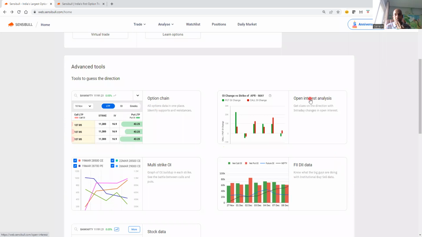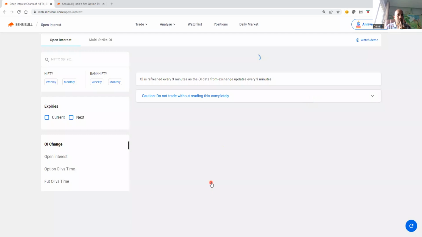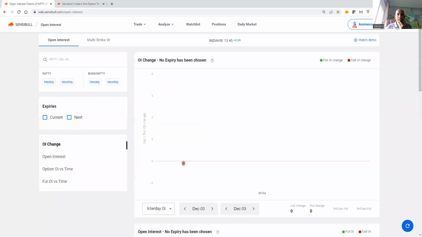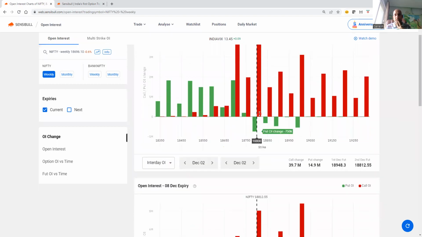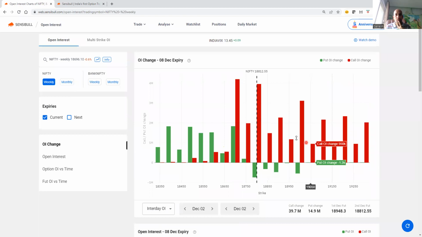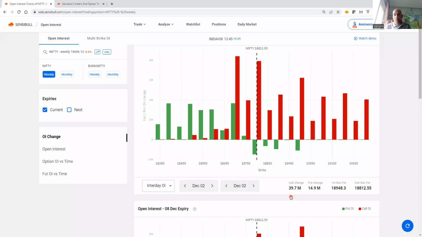Let me cover open interest, since somebody asked a question. Recently they introduced intraday open interest, so those who do intraday can look at how it's happening here. Open interest in intraday. You can see PCR, everything. So I'll show you. Here, call change and put change. Calls are adding more.